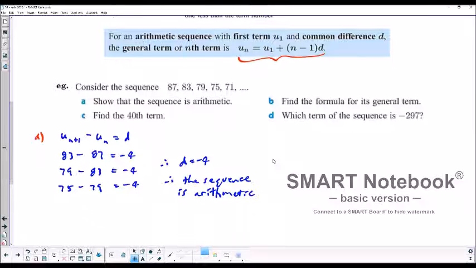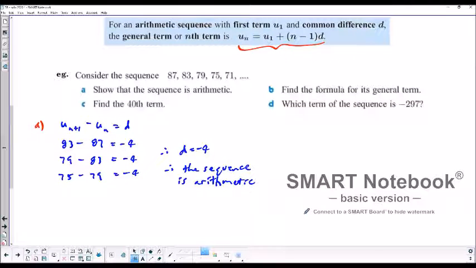B, we want to find the formula for the general term. Well, that's a little bit less challenging now that we have the common difference. So we start out with the formula for the arithmetic sequence. U n, that's the general form, so we just keep that. U1, well, we know U1 is 87, so we write in 87 here. And we've got n minus 1 times d, and d is negative 4.